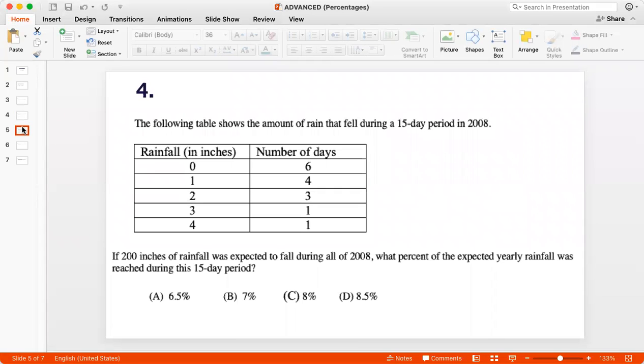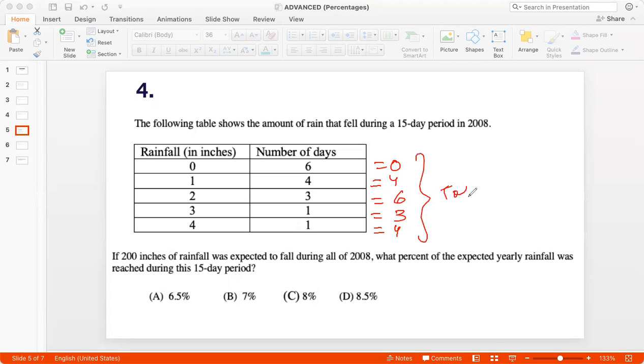The following table shows the amount of rain that fell during a 15-day period in 2008. If 200 inches of rainfall was expected to fall during all of 2008, what percent of the expected yearly rainfall was reached during this 15-day period? Okay, so let's first find the total amount of rainfall that fell during these 15 days. So this is the rainfall in inches and this is the number of days. So there was zero rainfall for 6 days, so that total is 0. 1 times 4 is 4, 2 times 3 is 6, 3 times 1 is 3, and 4 times 1 is 4.